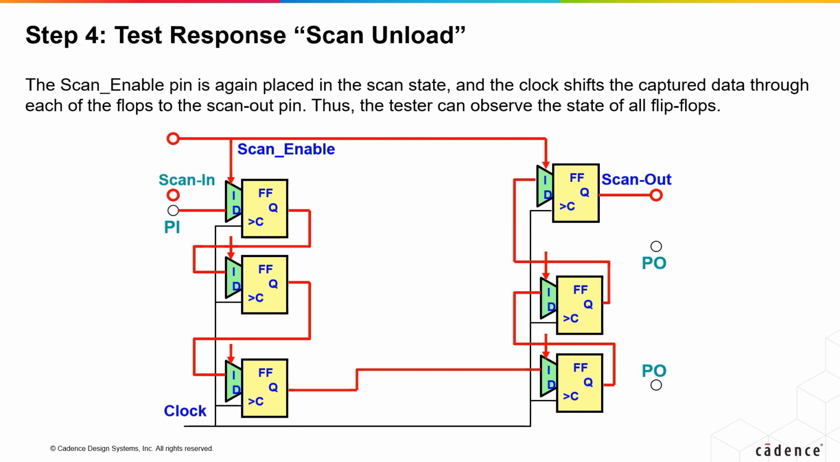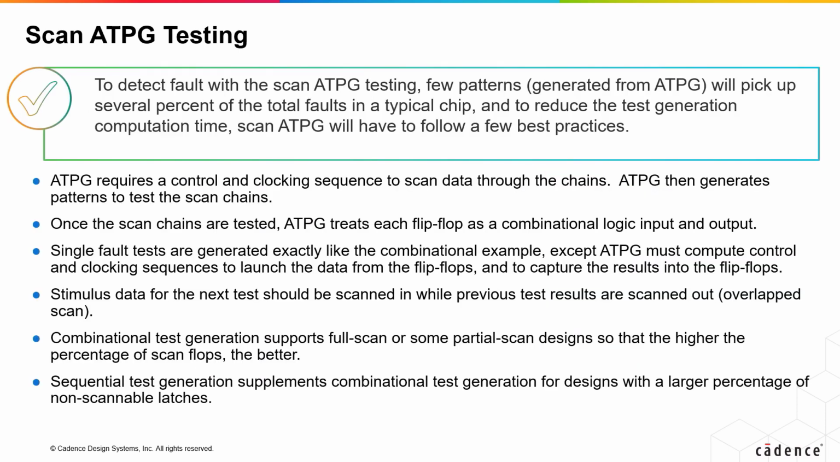This is referred to as overlapped scan, and is the normal way of applying and observing scan tests. To use scan, we have to give the test pattern generator the correct control and clocking sequences at chip primary inputs to perform a scan. It then generates a few patterns to verify that the scan chains themselves work.